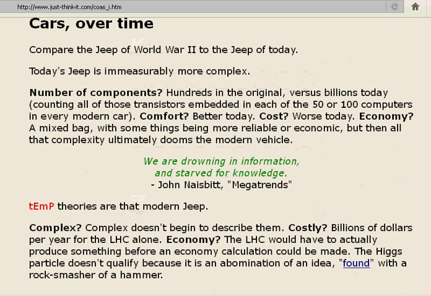Temp theories are that modern Jeep. Complex? Complex doesn't begin to describe them. Costly? Billions of dollars per year for the LHC alone. Economy? The LHC would have to actually produce something before an economy calculation could be made.